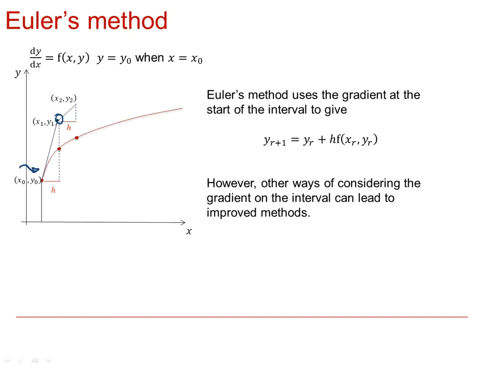The Euler's formula was given by this equation here, where we say that the next y value is equal to the y value that we know, yr, plus h times f of xr and yr. Now h is the size of the interval and f is the function of x and y, which is going to allow us to evaluate the derivative or the gradient at any given point.